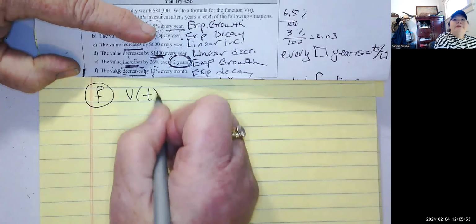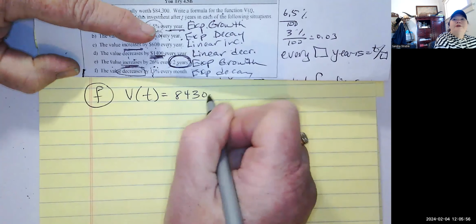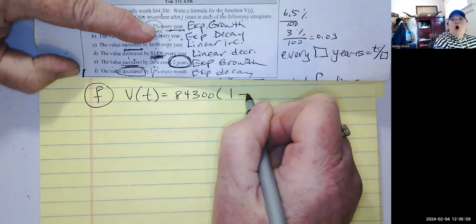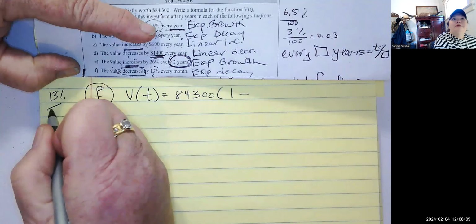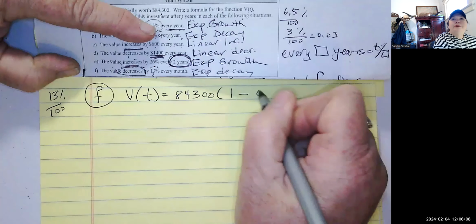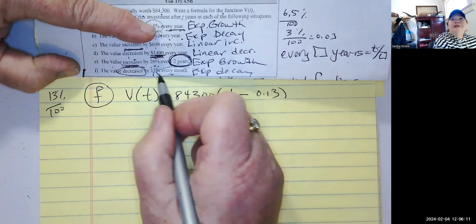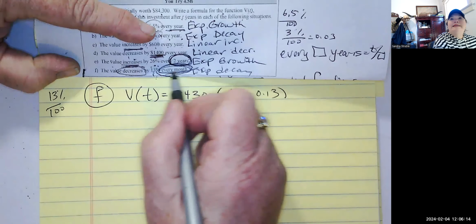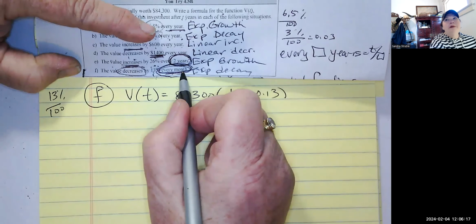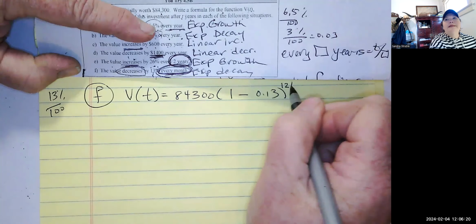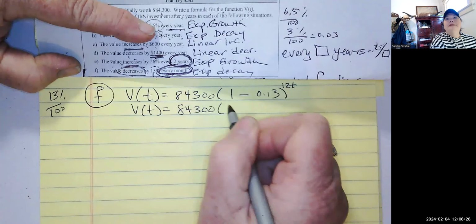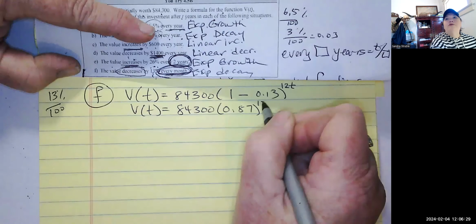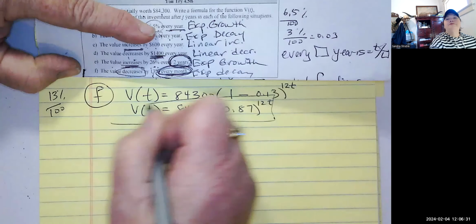So my V of t is equal to the initial value of 84,300, and then it's 1 minus r because it's decay. 1 minus the percent. 13% changed to a decimal by dividing by 100 is 0.13. And then my exponent has to represent that this is decaying every month. So how many times does month happen in a year? 12 times t. Clean this up. V of t is equal to 84,300 times 0.87 raised to the 12 t. Final answer. Okay. All right.